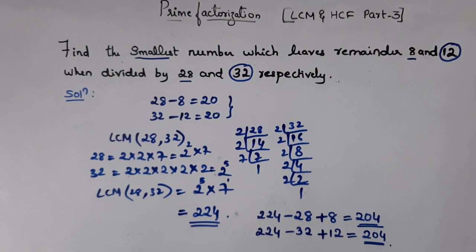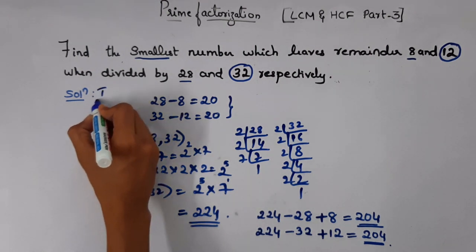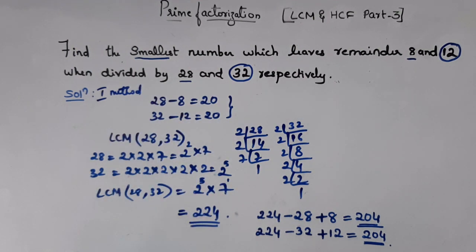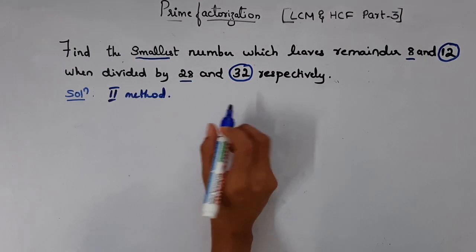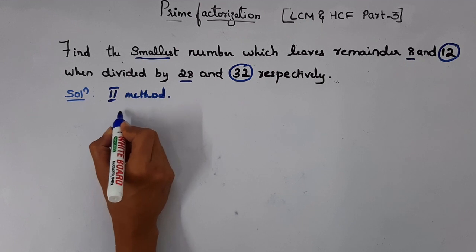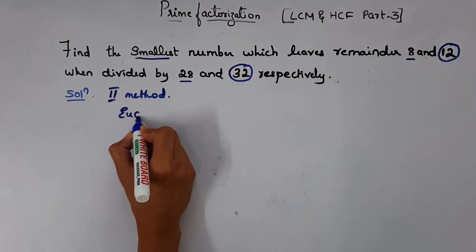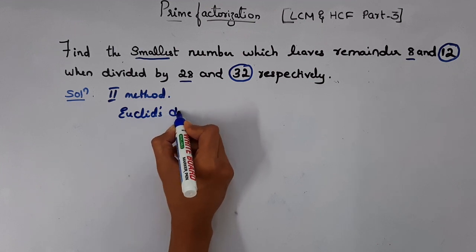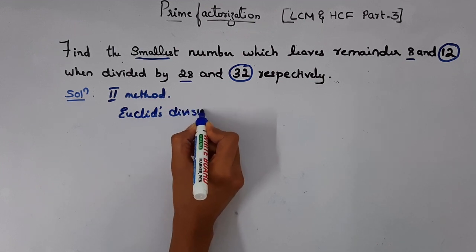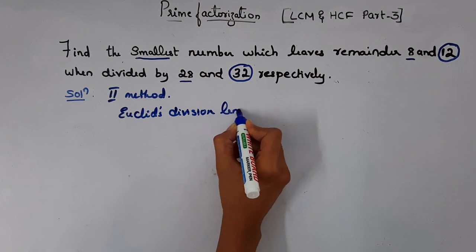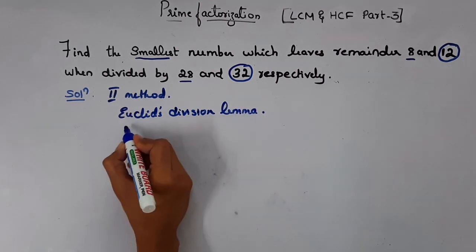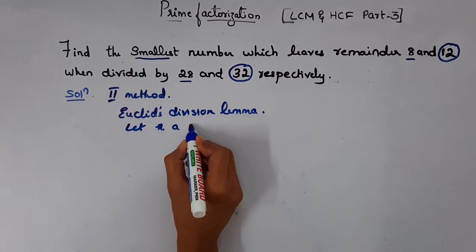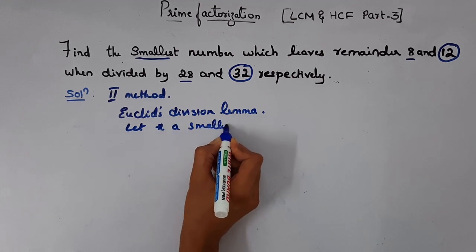Now let's go to the second method. This is the first method. And now let's see the second one. For this, first you have to go to Euclid's division lemma. Apply Euclid's division lemma. Let x be a number. Let x be the smallest number.